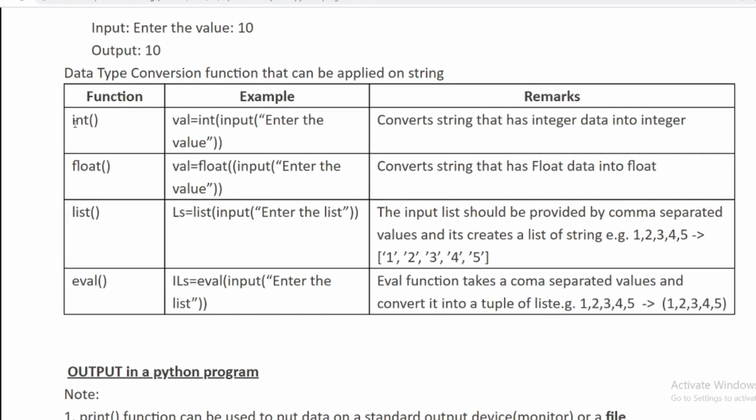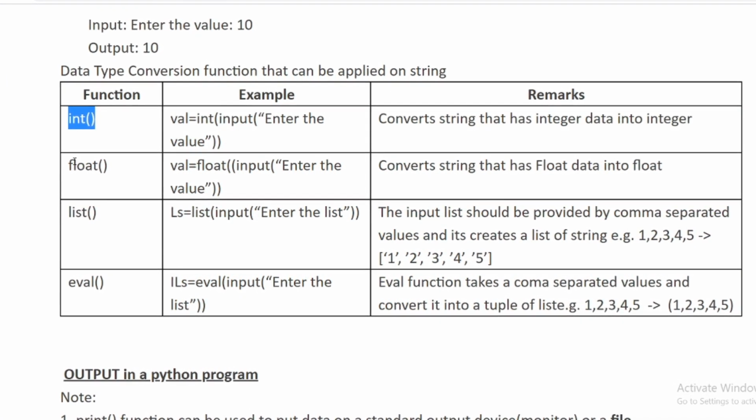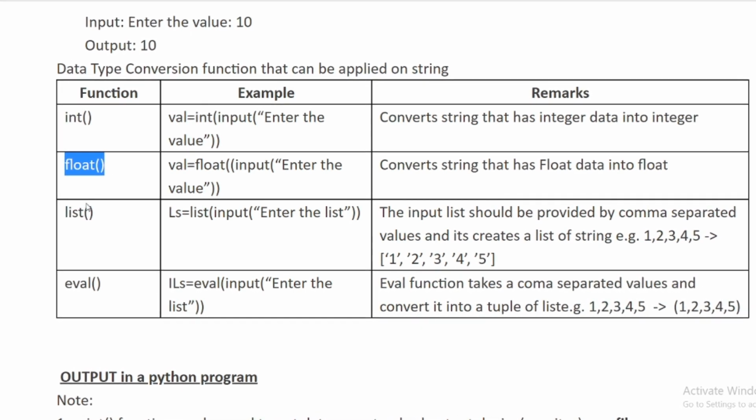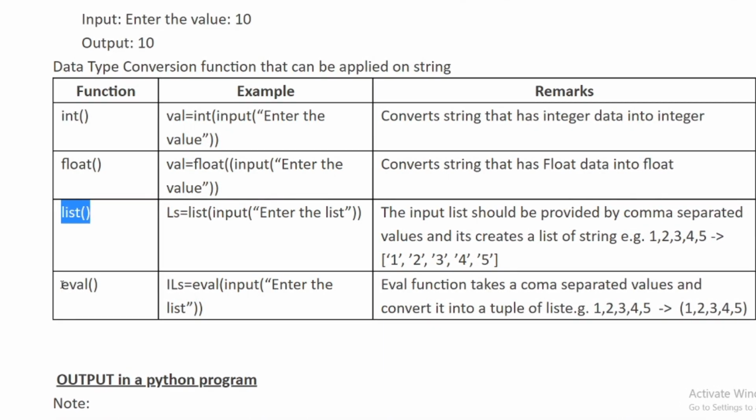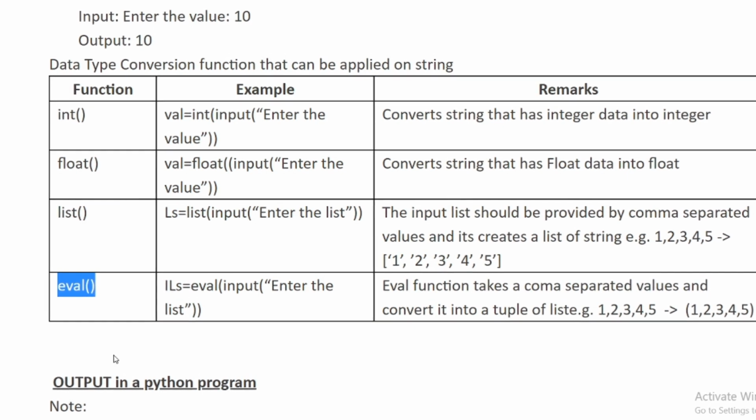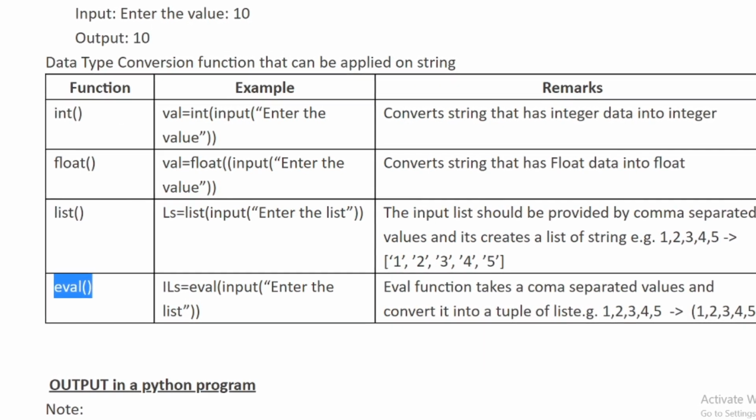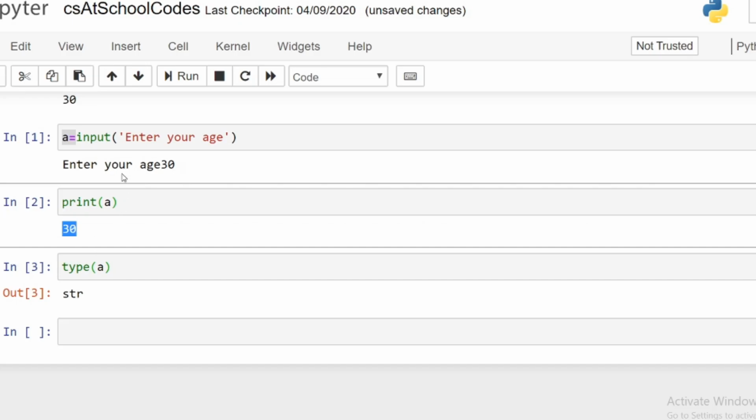Like using an int function, I can convert it to an integer. Using a float function, I can convert it to a floating point. I can even convert to a list and use eval. We'll talk about list and eval because they are very important. So now let me demonstrate how we can use int.